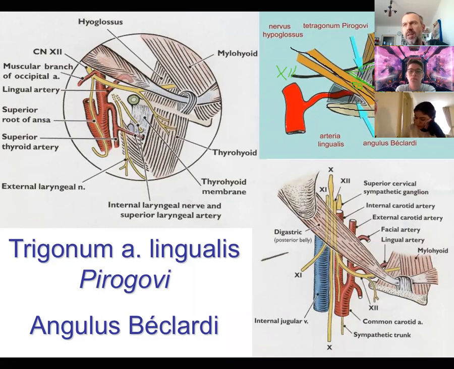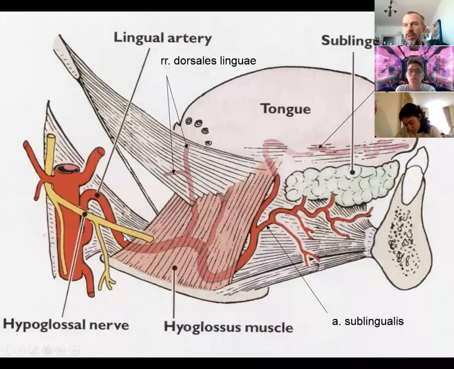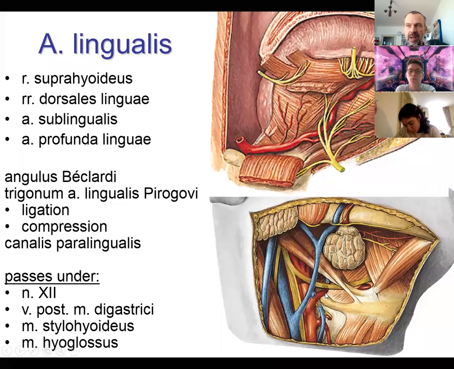The artery is of course hidden here by the hyoglossus muscle, as I showed before. So it is not easy to see the artery directly, but you have to go through the fibers of the muscle here. So please remember these two topographical sites. First, the angle of Bochdalek, and then the triangle of Pirogov.